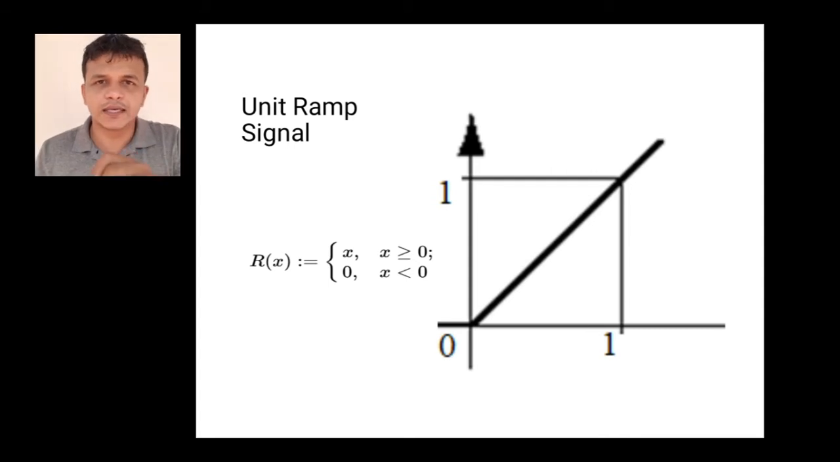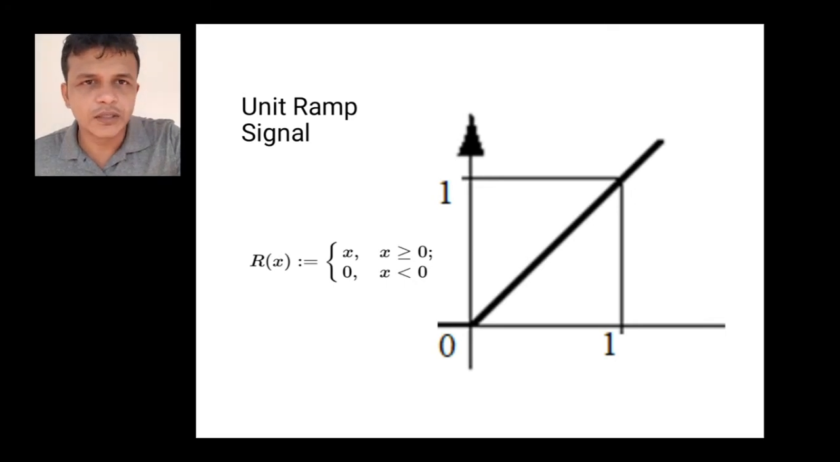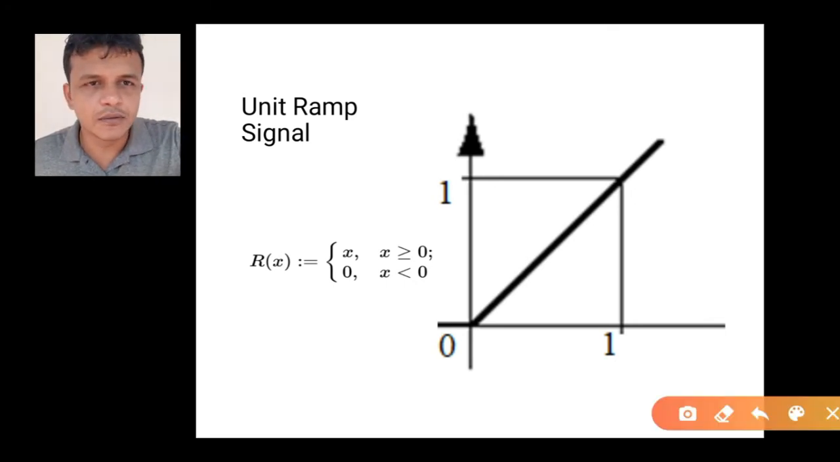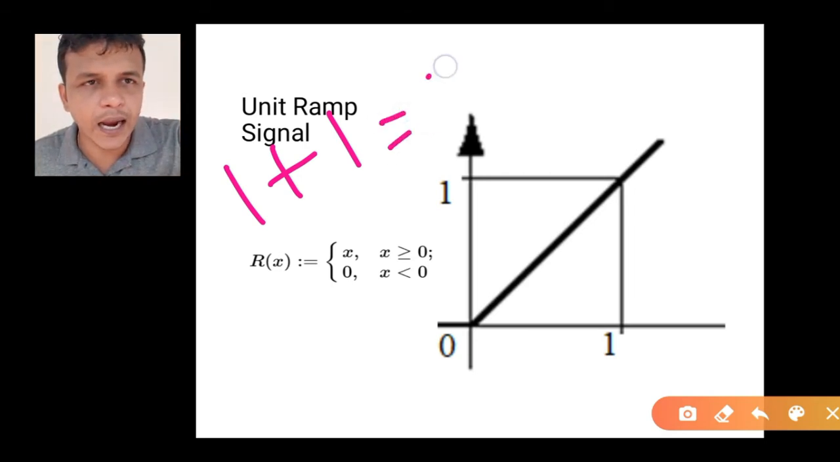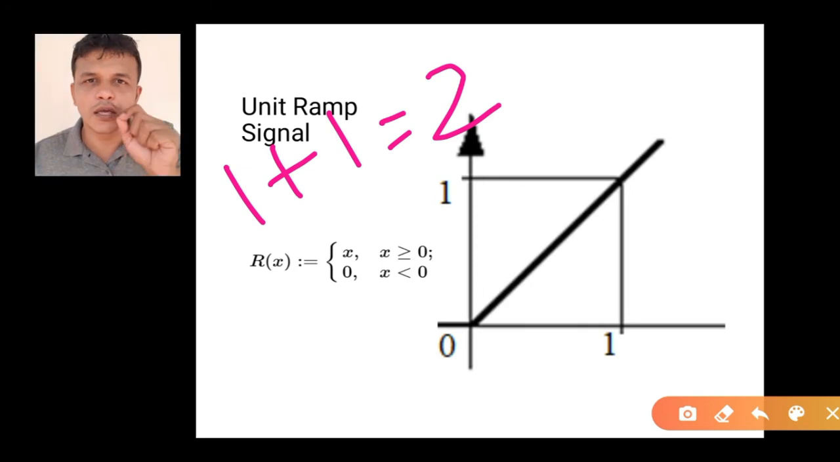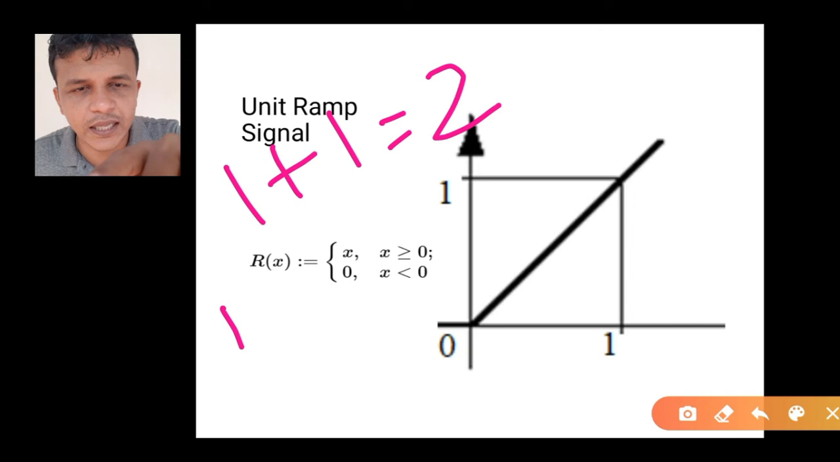For example, let us see here, for a unit step signal, when t equal to 1, what is the amplitude? T equal to 1, the amplitude is 1. And for t equal to 2, the amplitude is again 1. I am talking about unit step signal. When they are added together, the amplitude becomes 2 for the unit ramp signal at t equal to 2.